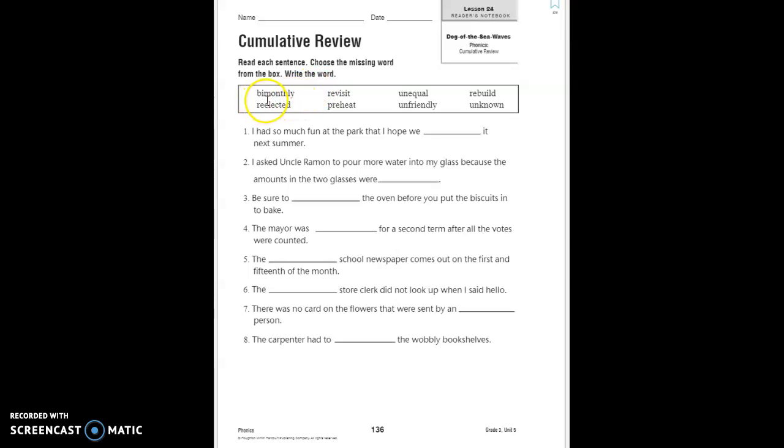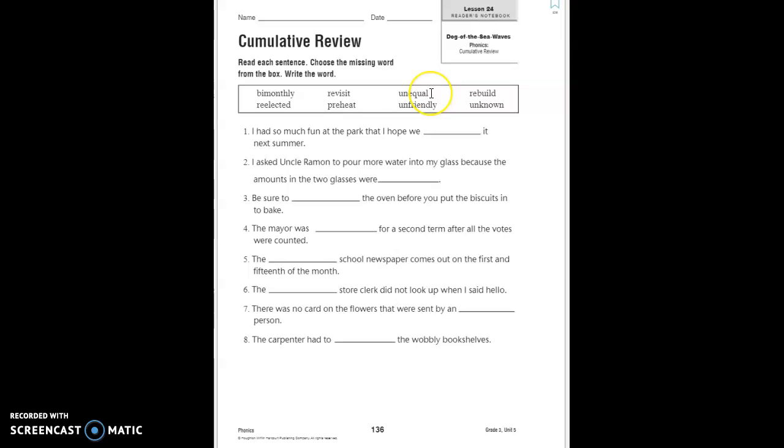Okay, we're looking at prefixes. And let's look at our prefixes. Bi-monthly, bi means 2, so that means 2 times a month. Re-elected. Well, we know what it is to elect someone to an office, or when we choose a president. So re-elected means again. So we elected the person again. Revisit. Visit is to go somewhere and be there. Revisit is to go again. Preheat. So we know what it is to heat something up. Pre means before. So we're going to heat it up before.